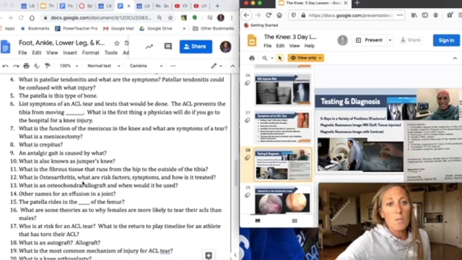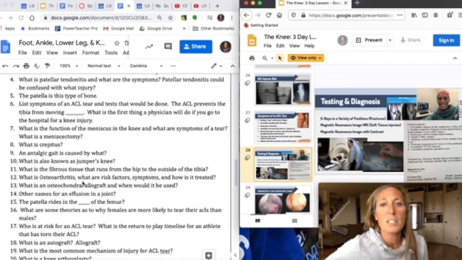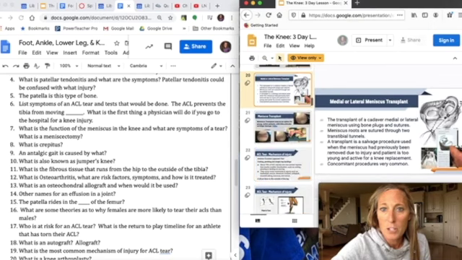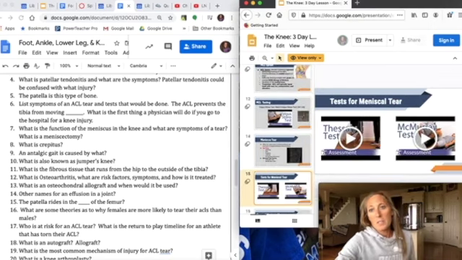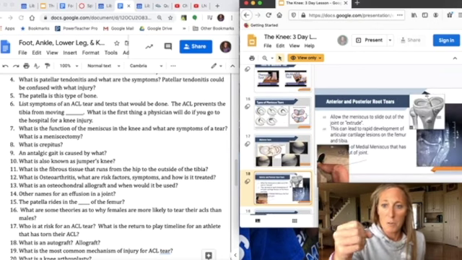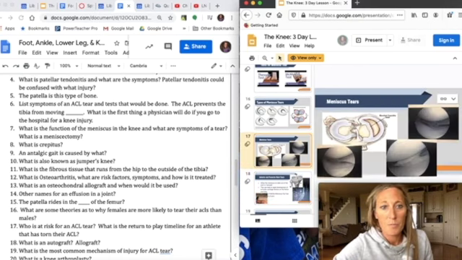Number 7, what is the function of the meniscus in the knee, and what are symptoms of a meniscus tear? And the next question, what is a meniscectomy? So we had lots of information on the meniscus. The function of the meniscus is that they are shock absorbers that prevent our femur from crushing into our tibia every time we take a step and grinding that articular cartilage away. So that is the main function of the meniscus.